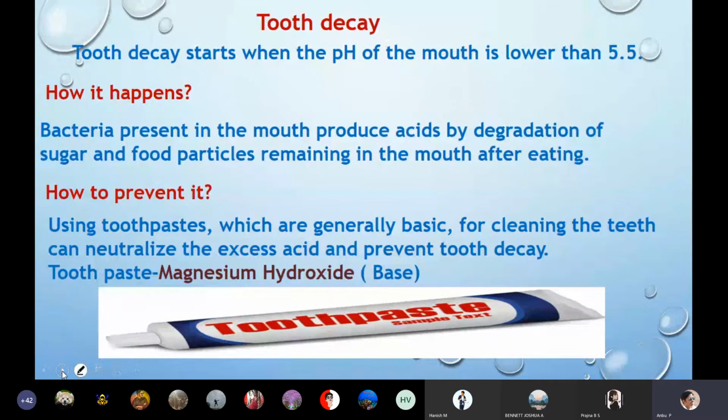As soon as you eat, just gargle your mouth, and then you need to refresh your mouth. So that is the best way of cleaning the mouth. You must learn. And how to prevent it?